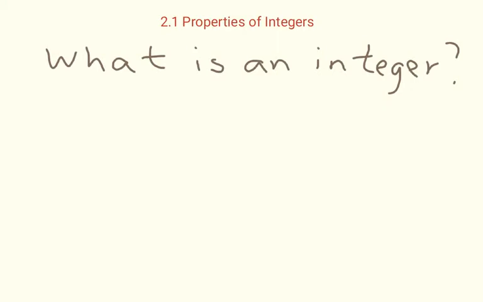Today's lesson is about properties of integers. You can remember from lesson 1.1 we've already had an introduction to integers this year. They were defined as the whole numbers and their opposites. We can show it on a number line.